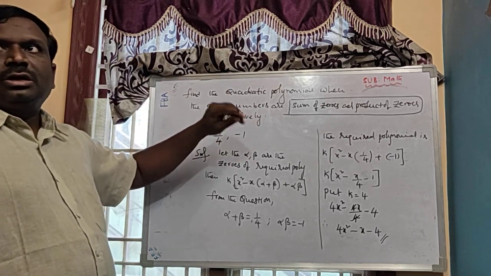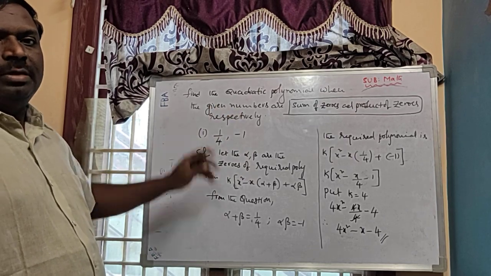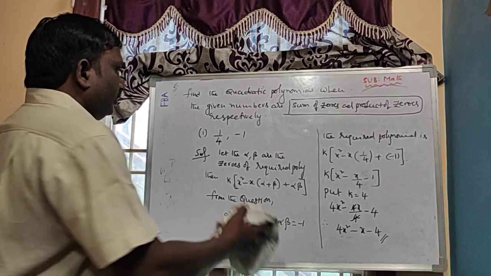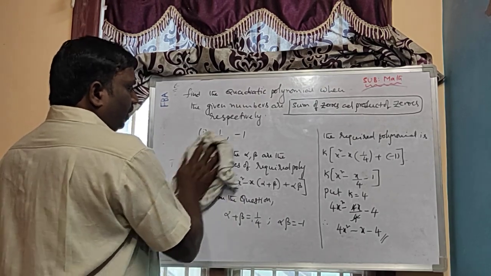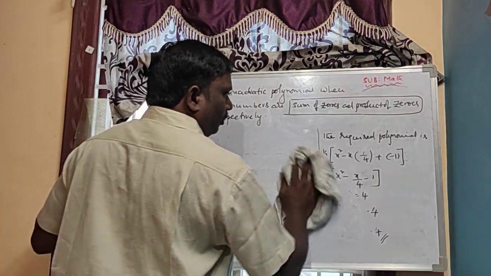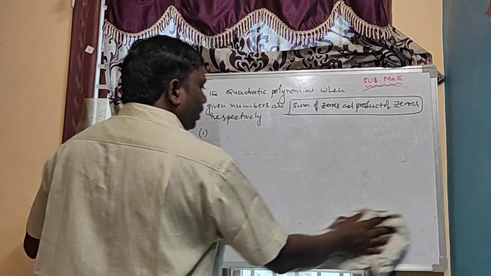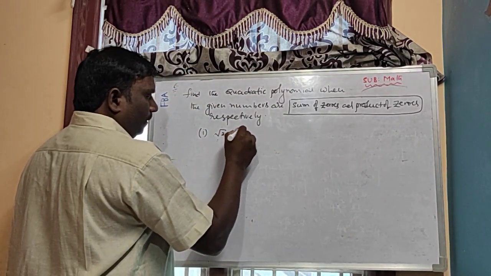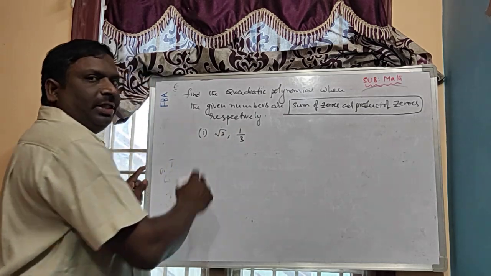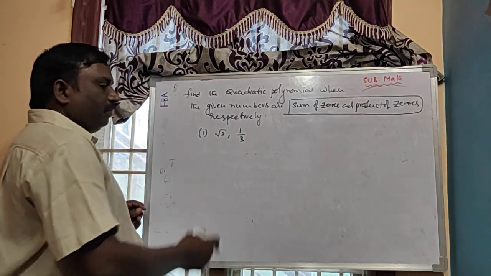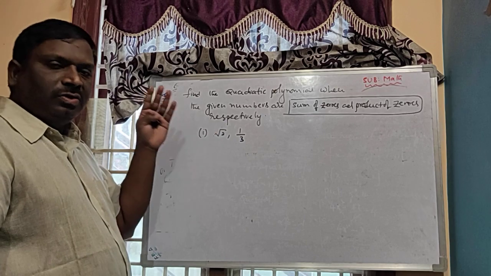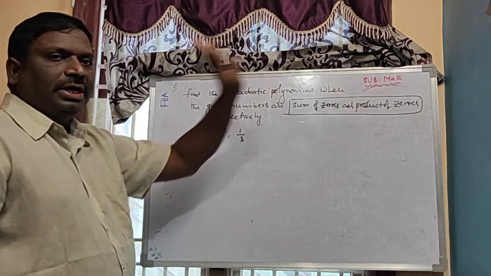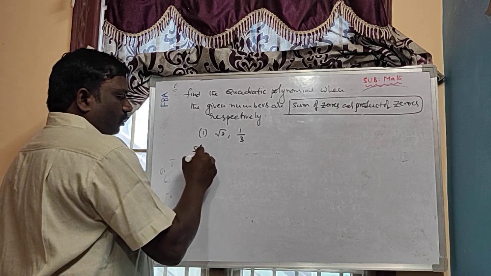Okay, understand? Now, if you take another example, I will explain root values. Root 2 and 1 by 3. In the place of alpha plus beta, root 2 and 1 by 3. What do we have to do when they give roots? Very easy. There is no difficulty in that. You have to identify only the sum of the zeros and the product of the zeros.